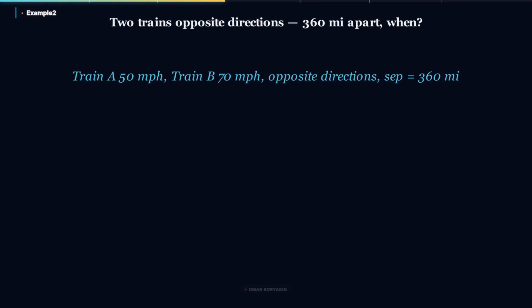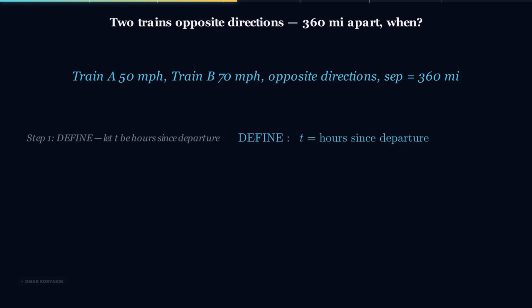Here is the second worked example. The problem: 2 trains leave the same station traveling in opposite directions. Train A travels at 50 miles per hour and train B at 70 miles per hour. After how many hours are they 360 miles apart? The template is distance, rate, time, with the twist that the 2 trains contribute to the separation simultaneously.